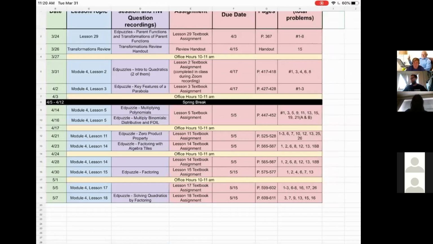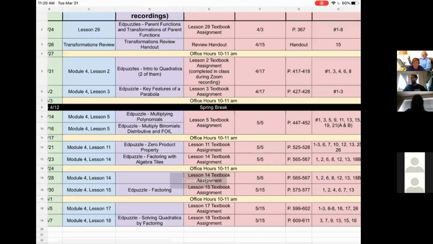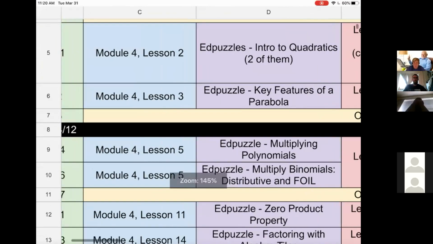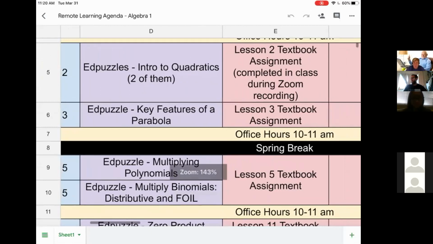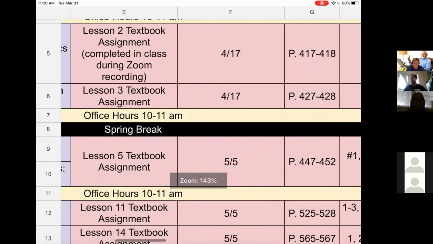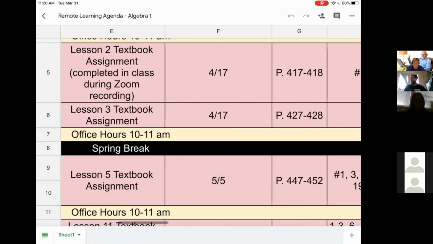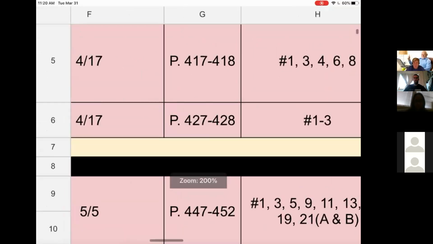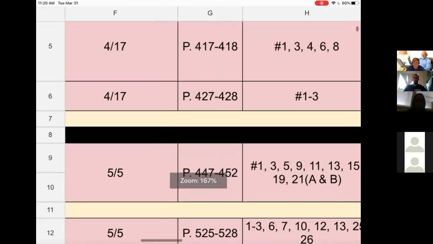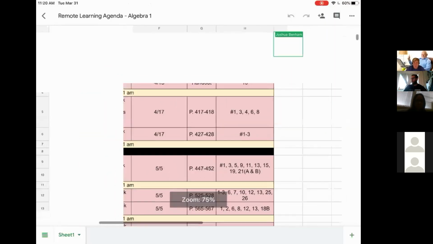100%. For example, for module 4, lesson 2, which we're doing today, sorry for the lag, we have 2 Edpuzzles as mentioned. We're actually going to try to get the homework done in class today. That's our goal. But effectively, these pages right here, page 417 to 418, are the homework for lesson 2. The problem numbers 1, 3, 4, 6, 8 are the actual numbers that you need to do. For lesson 3, the next one down, we're going to be at page 427 to 428. For lesson 3 on quadratics, you'll be doing numbers 1 through 3. So totally great question.